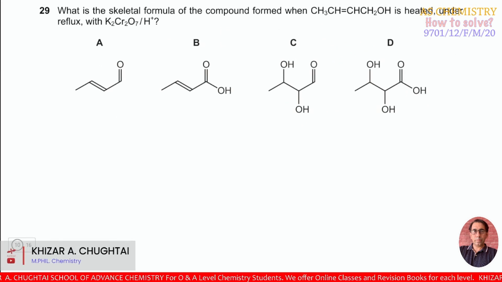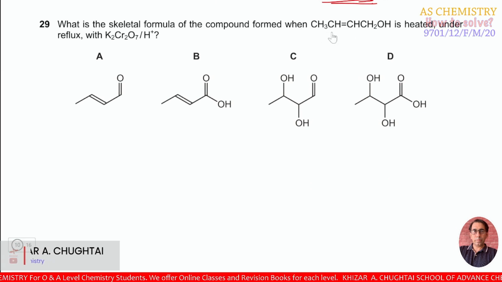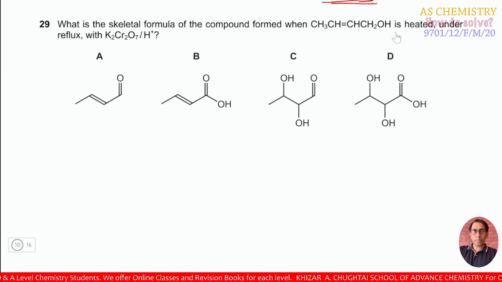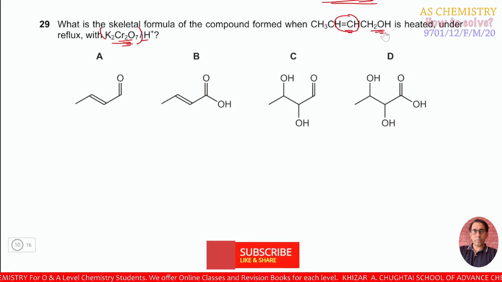Question number 29. What is the skeletal formula of the compound when CH3CH=CHCH2OH is heated under reflux with K2Cr2O7? If an alkene is present in conjugation with an alcohol group, there is no effect on the carbon-carbon double bond, because K2Cr2O7 is a weaker, not strong enough, oxidizing agent. So the double bond will remain unchanged and the primary alcohol will be oxidized.